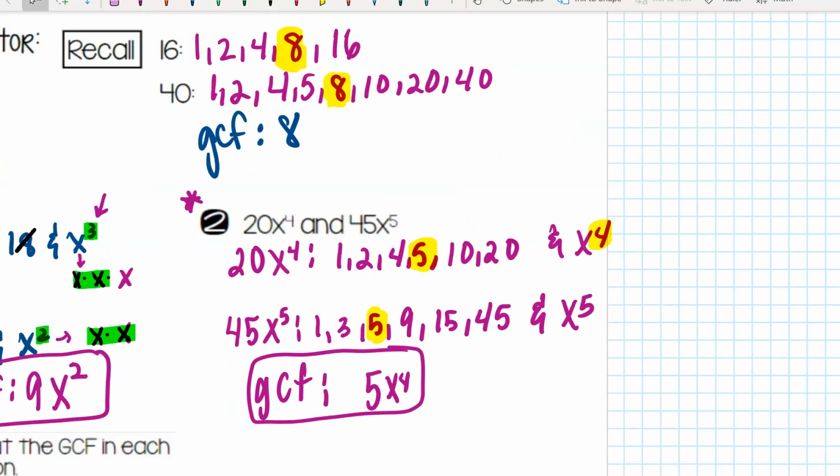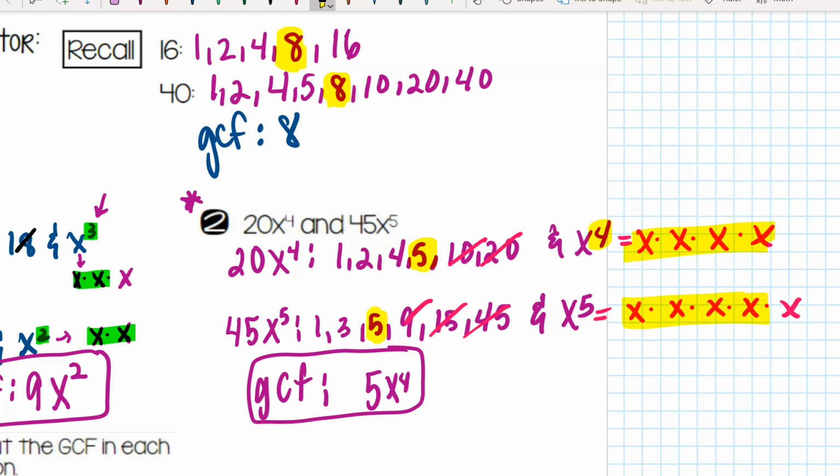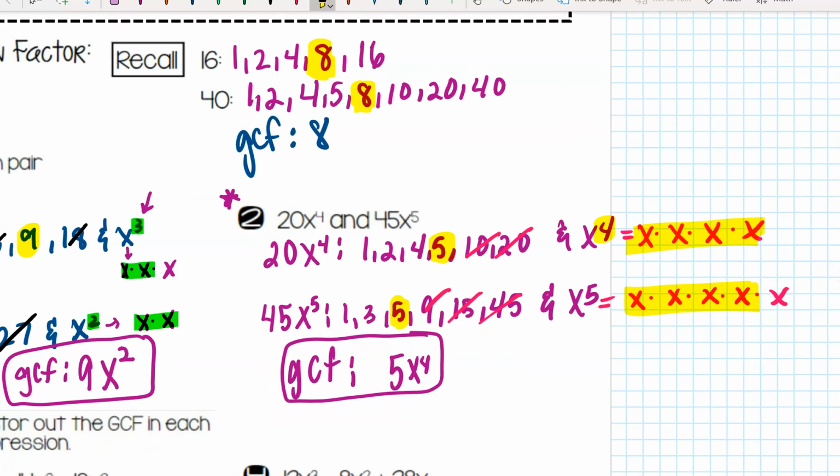For number 2, the GCF that they have in common is 5x to the 4th. If you look at the factors that are available, they don't have a 20 in common, a 45, a 10, a 15, or a 9. You're looking at these 5s right here. Then for the x's, x to the 4th is 4 x's multiplying together, and x to the 5th is 5 of those x's multiplying together. If you only have 4 up here, you can only have 4 in common down here. That's why our GCF is 5x to the 4th.